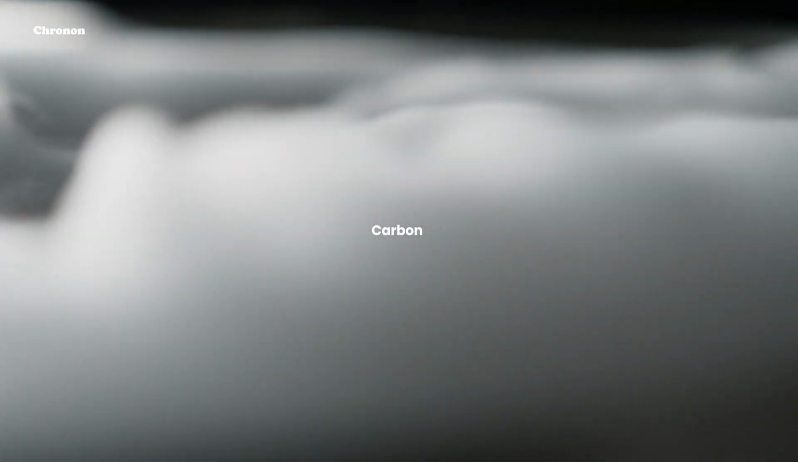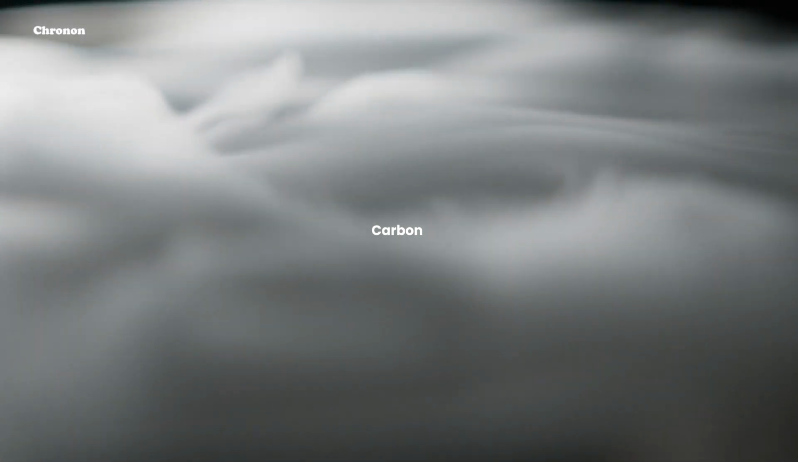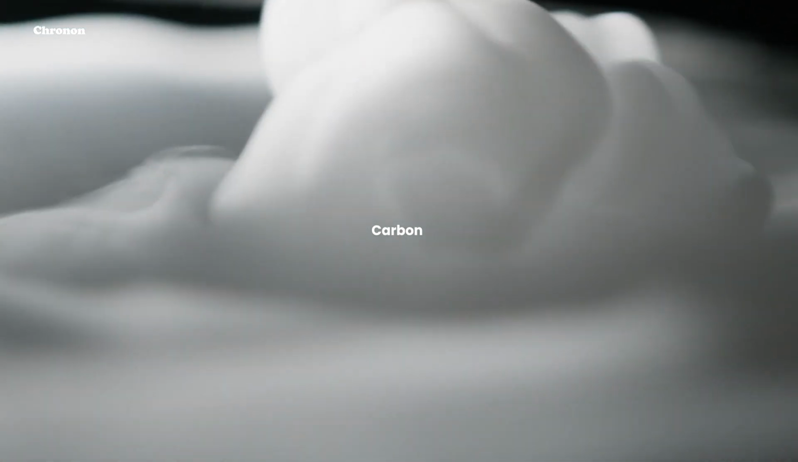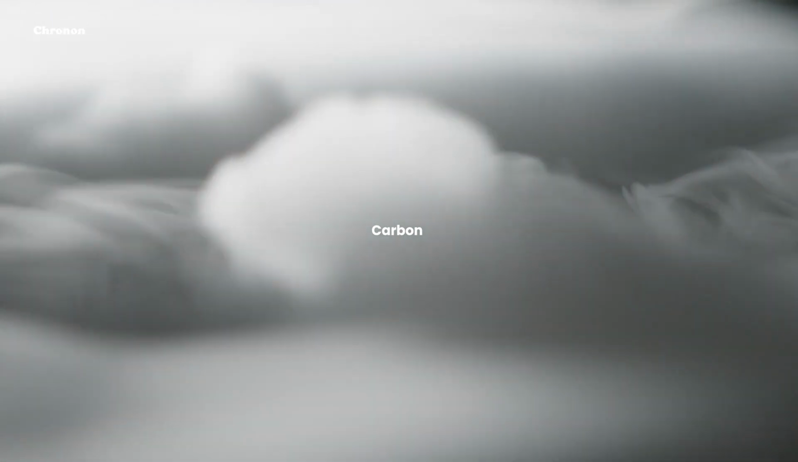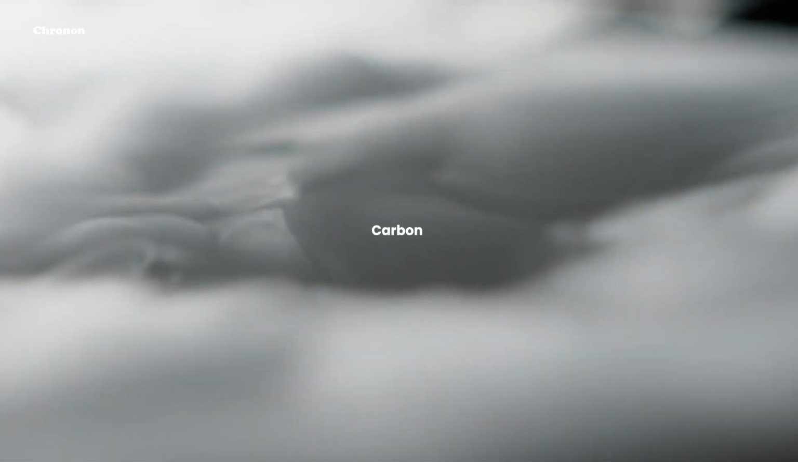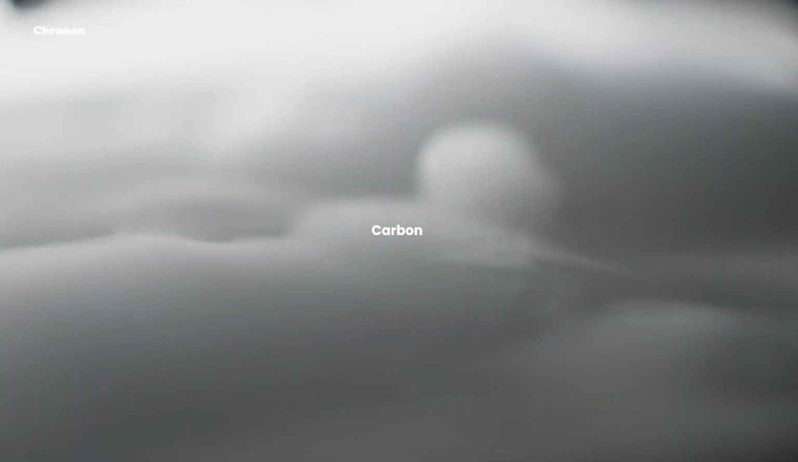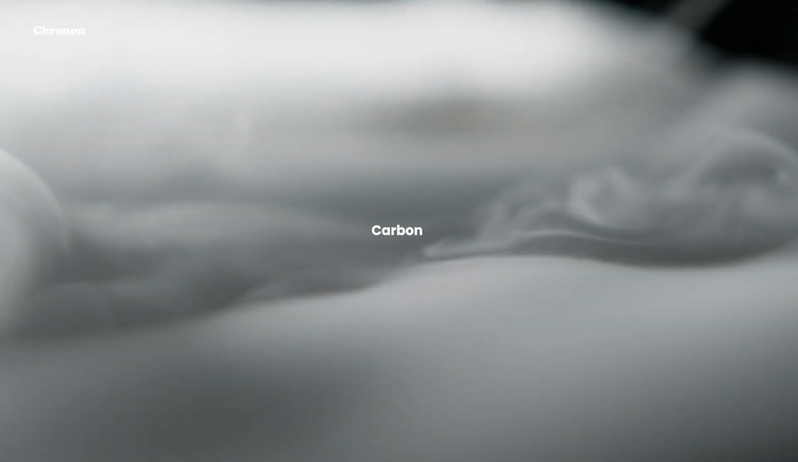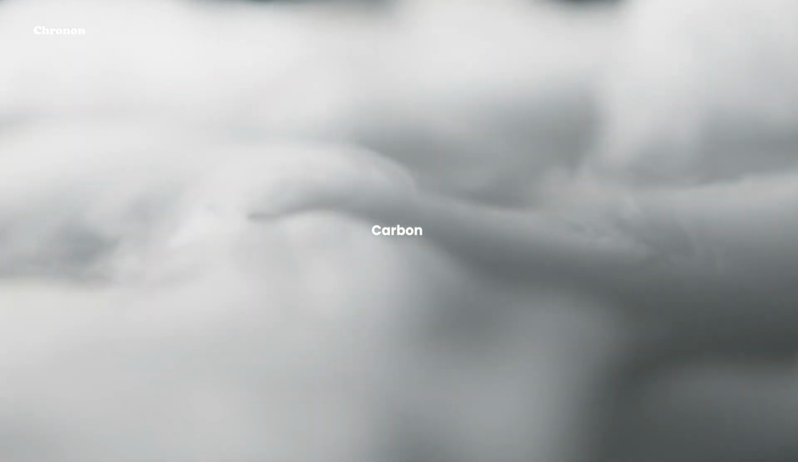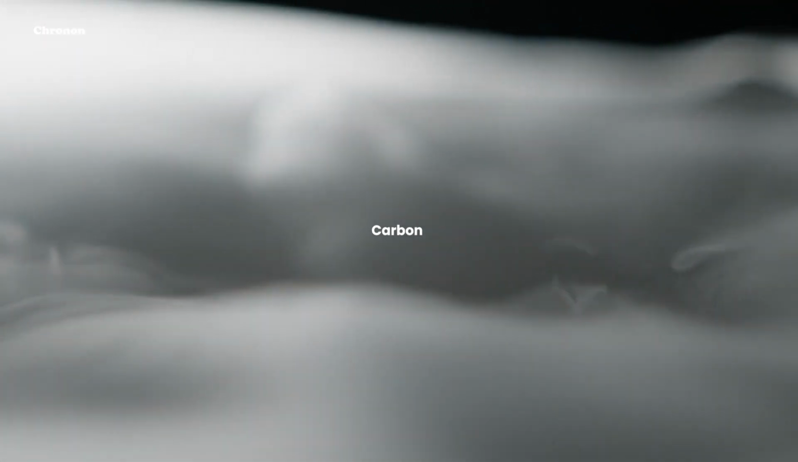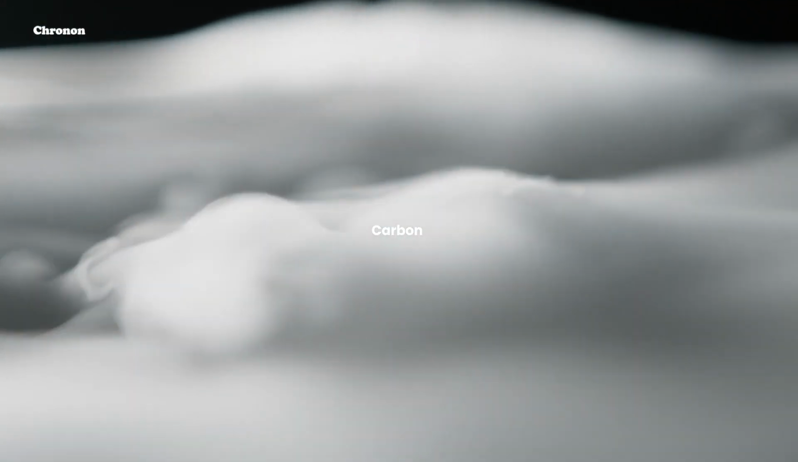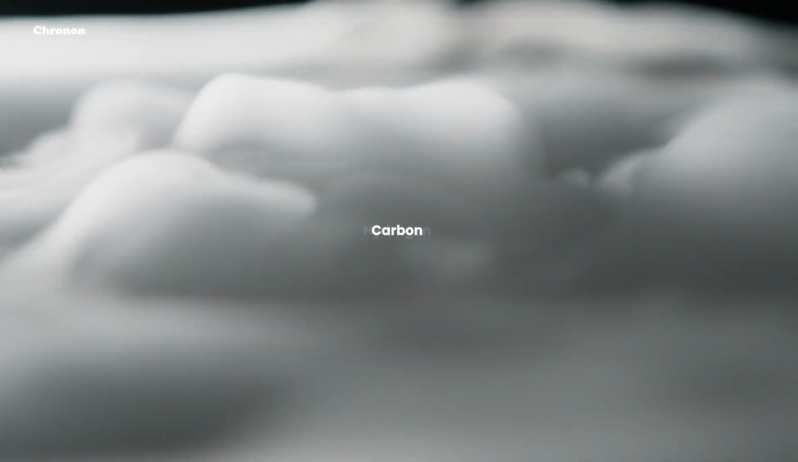Carbon. Carbon is the foundation of organic chemistry and has numerous applications. It is used in the production of fuel such as coal and petroleum. Carbon-based compounds are essential in the pharmaceutical industry, material science, and various industrial processes.